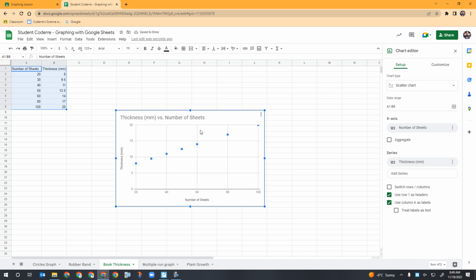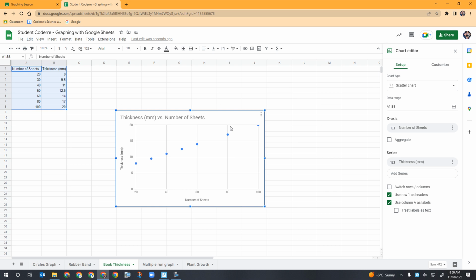Okay, and it's already built a bit of a graph here for me. Because I had labels already for what data was in those columns, it automatically built that into my graph. If you do that when you're building a graph, it saves you time when Google Sheets makes the graph for you. It knows what to label each axis. And it built a scatter chart.